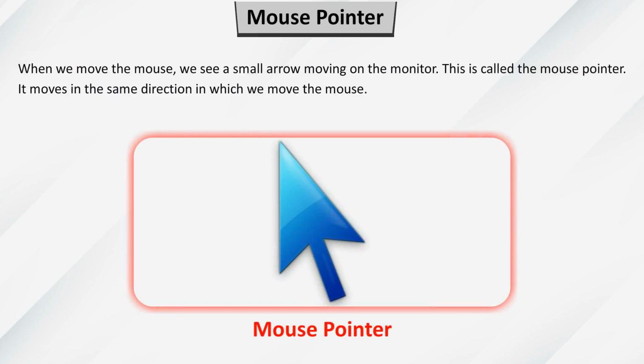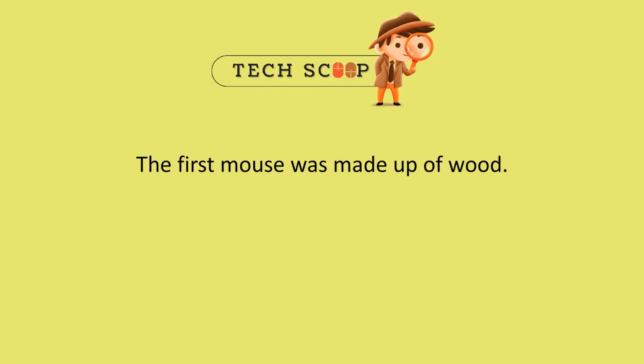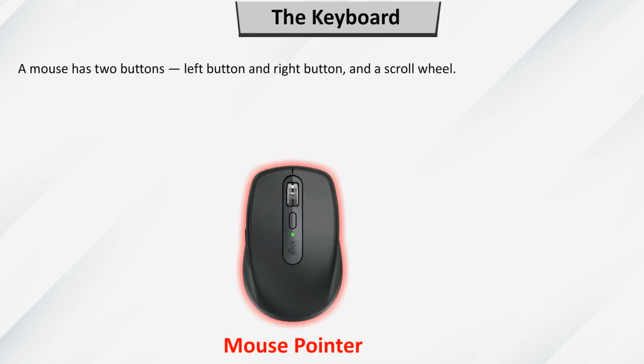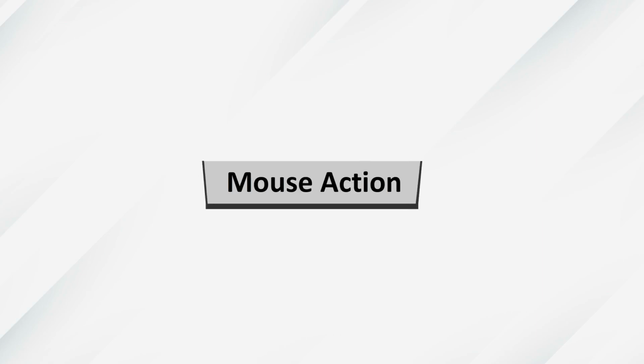Mouse pointer. When we move the mouse, we see a small arrow moving on the monitor. This is called the mouse pointer. It moves in the same direction in which we move the mouse. Scoop. The first mouse was made up of wood. Buttons of a mouse. A mouse has two buttons, left button and right button, and a scroll wheel.